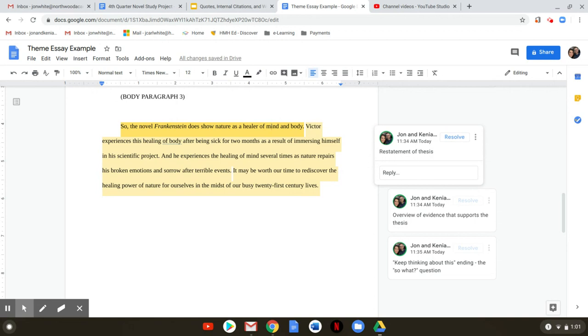Go back and do a little bit of revision. Guys, the soul of writing is in revision. We want to do good revision. So I'm going to say here the restatement of my thesis. It does show nature as a healer of mind and body.